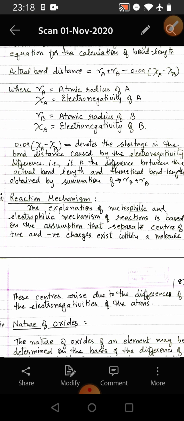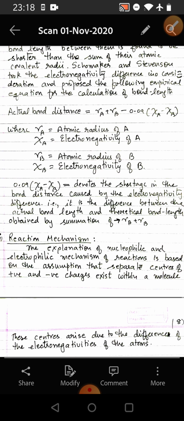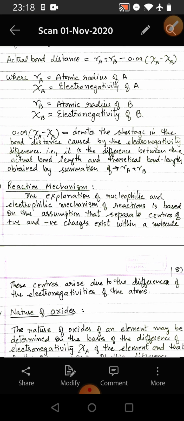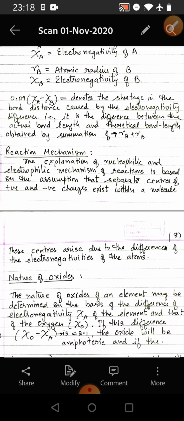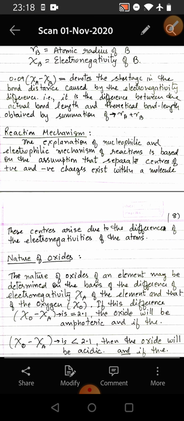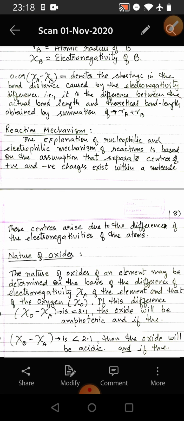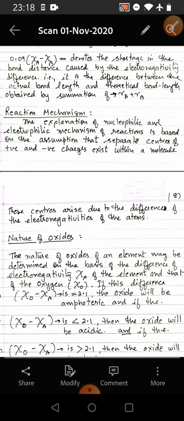0.09 into (xA - xB), that is the third term of the equation, denotes the shortage in the bond distance caused by the electronegativity difference, that is, it is the difference between the actual bond length and the theoretical bond length obtained by the summation of Ra plus Rb.